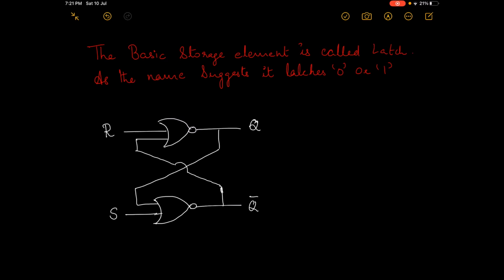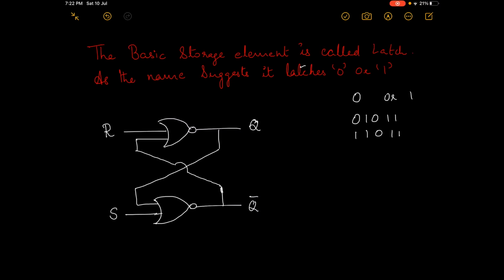The latch is used to store the bits 0 or 1. That means we can store multi-bits like 0, 1, 0, 1 or 1, 1, 0, 1, etc. If we can store a single bit, definitely we can store multi-bits like 0, 0, 1, 0, 1, 1 or 1, 1, 0, 1. Any bits we can store in this latch.